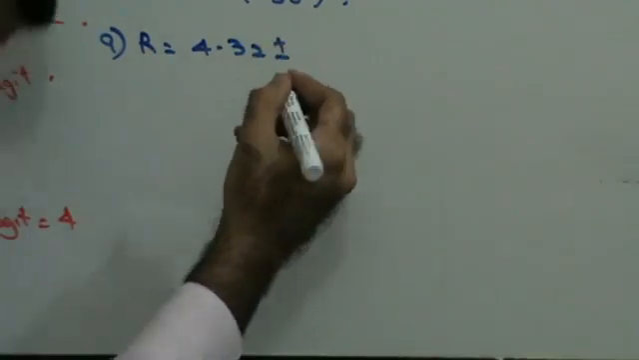Take down the next sum please. The radius of a spherical ball is 4.32 plus minus 0.01 centimeters. Calculate the percentage error in the measurement of volume.